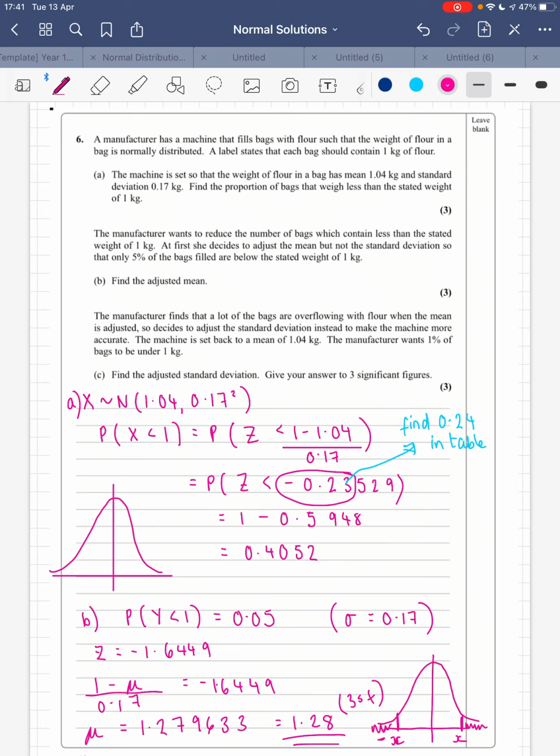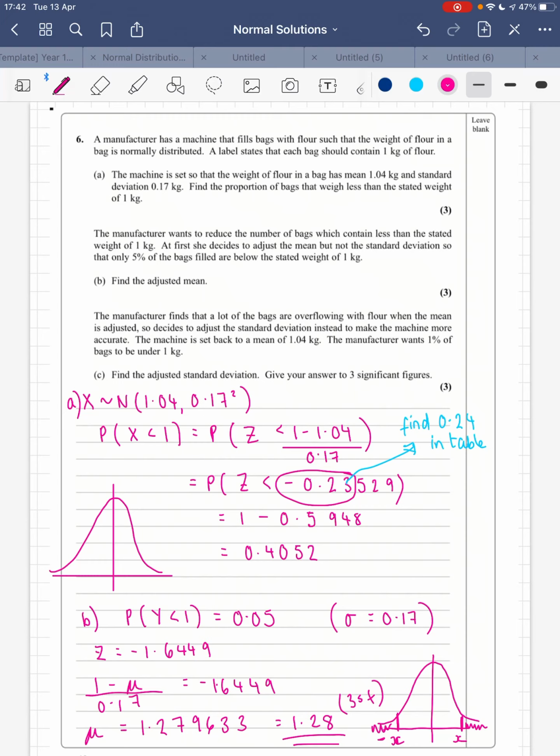So the first question starts off with: a manufacturer has a machine that fills bags with flour, so that the weight of flour in a bag is normally distributed. The label states that each bag should contain 1 kilogram of flour. The machine is set so the weight of flour in a bag has a mean of 1.04 and a standard deviation of 0.17. Find the proportion of bags that weigh less than the stated weight of 1 kilogram.